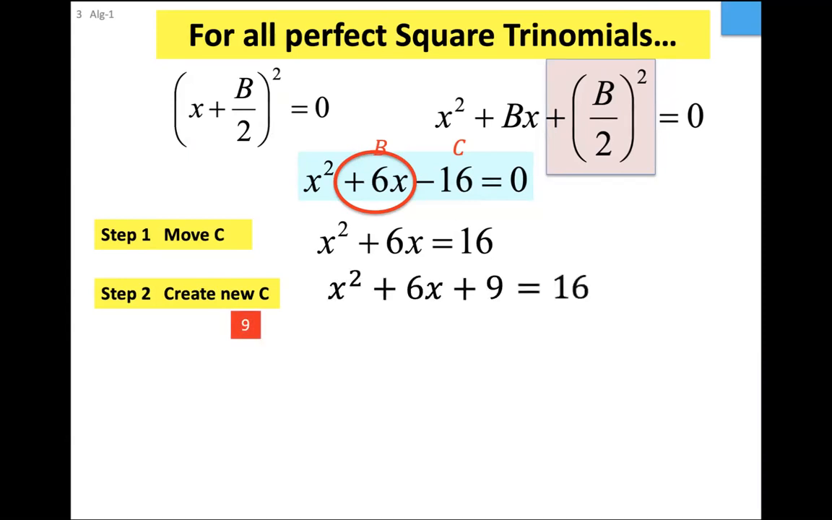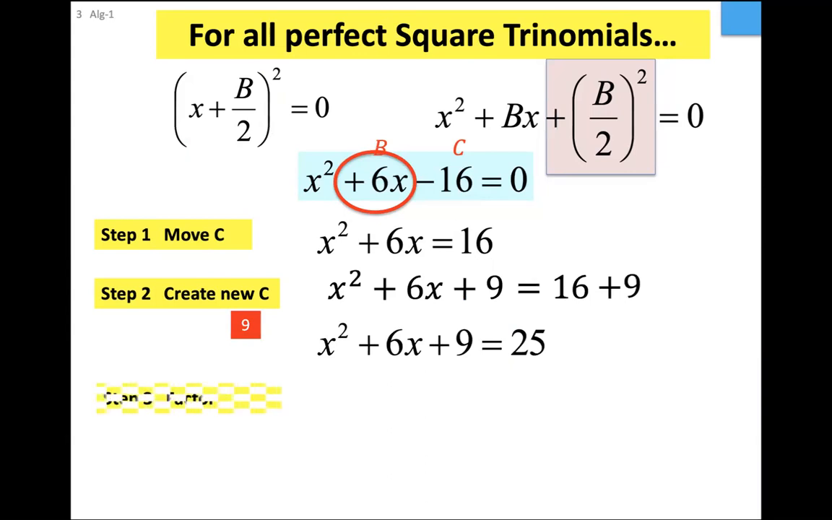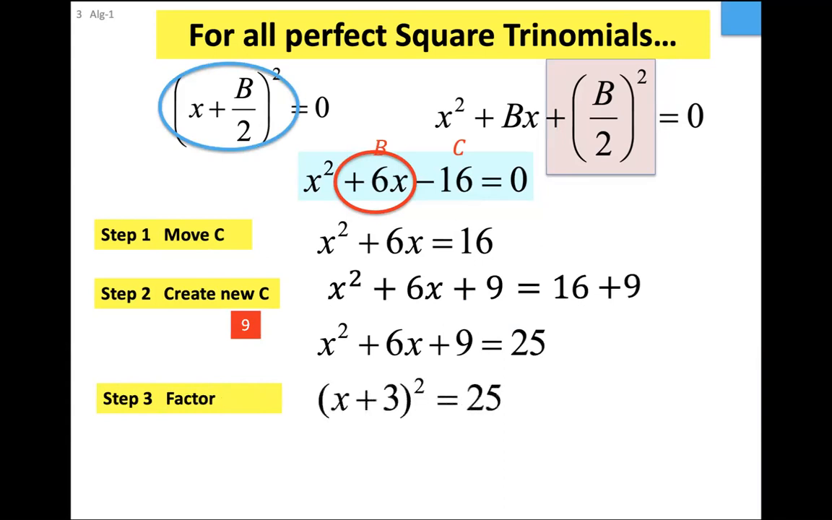Add 9 to the left. Add 9 to the right. 16 plus 9 is 25. The left side is now factorable, so we can factor it. And the answer is sitting right there. It says take the old B and divide it by 2. 6 divided by 2 is 3. So it turns into always x plus or minus B divided by 2 squared.